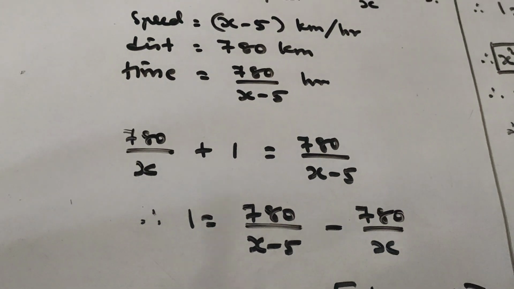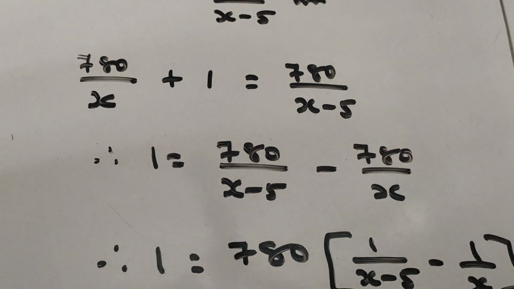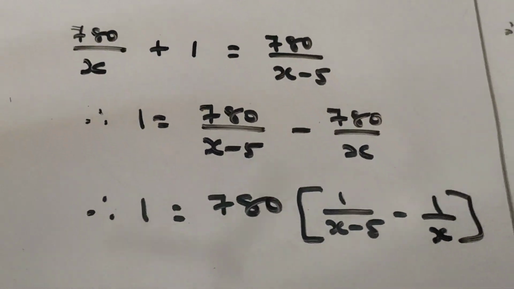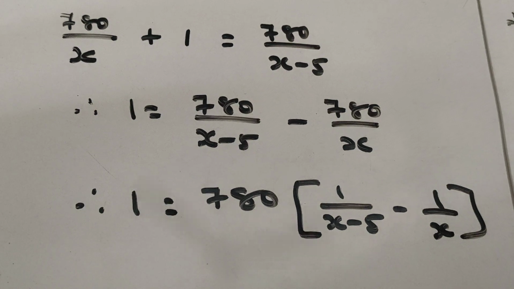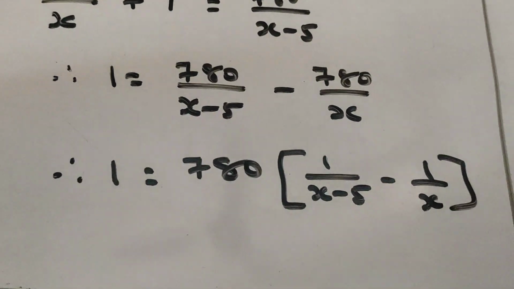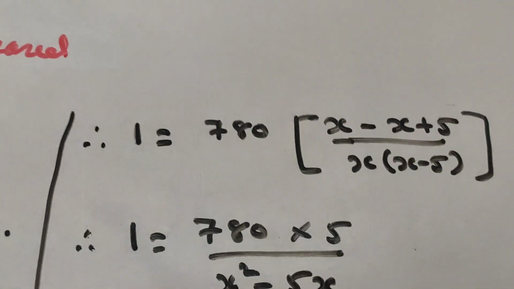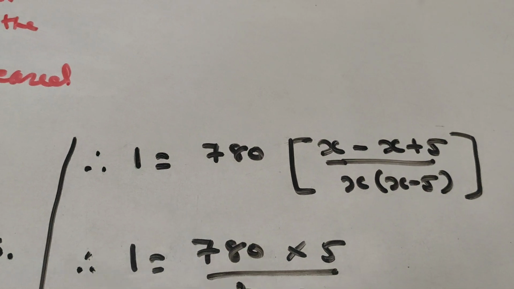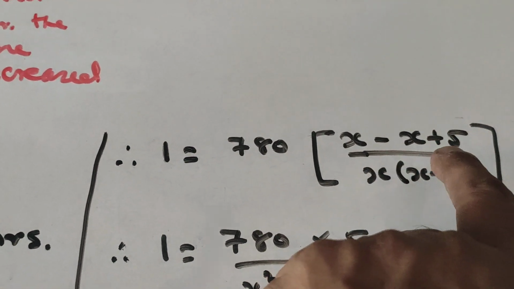Now 780 upon x goes this side, so it becomes minus. So 1 is equal to 780 upon x minus 5 minus 780 upon x. Taking 780 common, we get 1 is equal to 780 bracket 1 upon x minus 5 minus 1 upon x. Now here we have to take LCM. When we take LCM, we get 1 is equal to 780 bracket x minus x plus 5. I hope you understood how it became plus 5, because minus minus becomes plus 5.